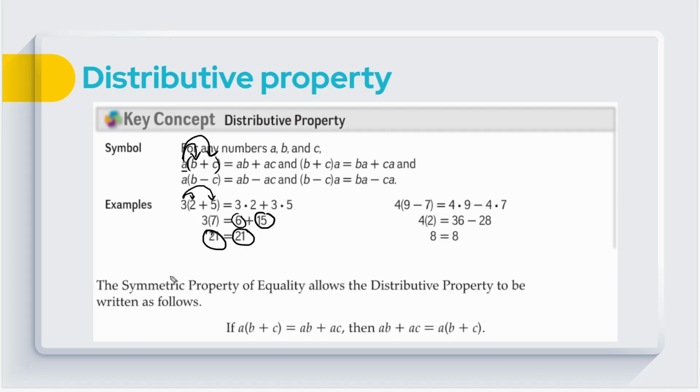The symmetric property of equality allows the distributive property to be written as follows. So remember the symmetric property, that's basically like A equals B is the same thing as B equals A. So, if A times (B plus C) is equal to AB plus AC, then AB plus AC must equal A times (B plus C).